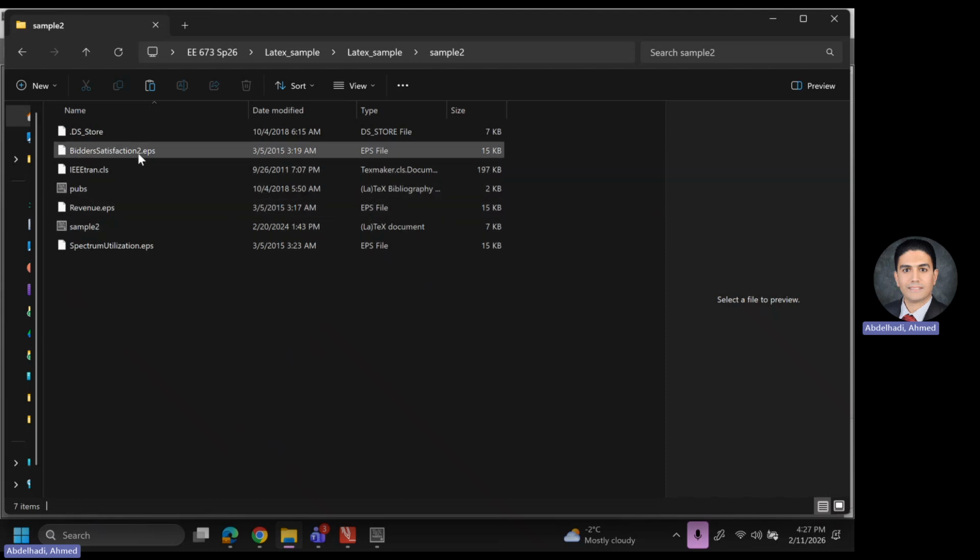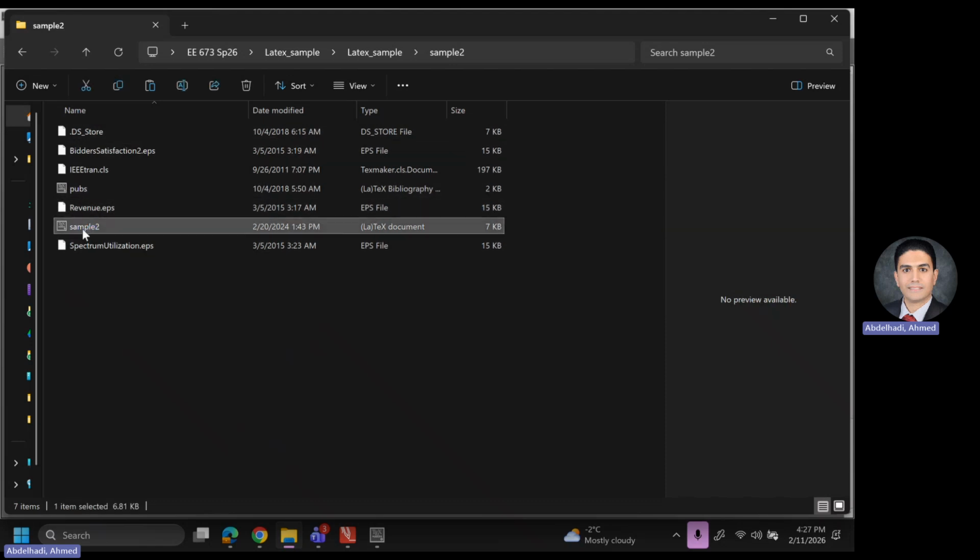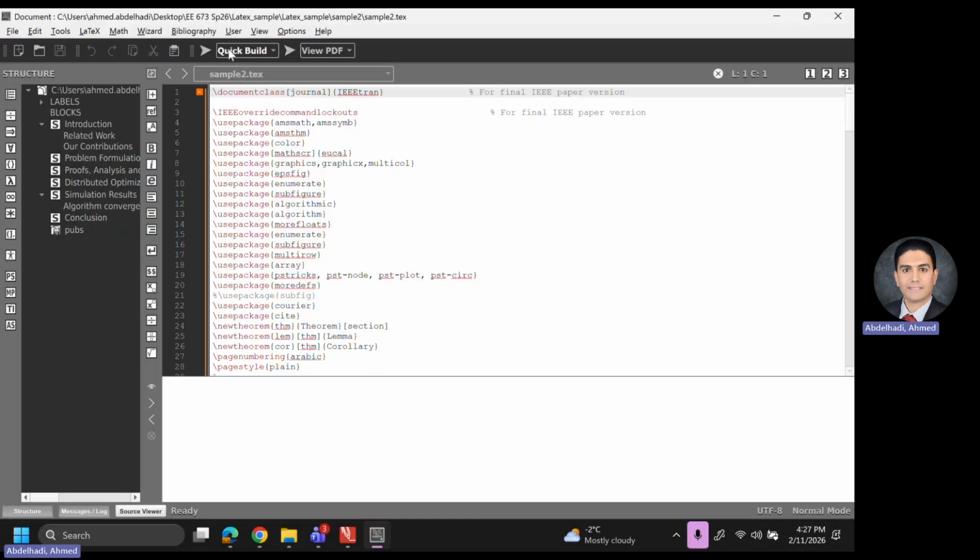additional 3 additional files, and all of them are .eps, and this is one of the formats for the images that is used by LaTeX, but there are other formats as well, so you can look into different formats. So if we open sample 2, and we do a quick build similar to the one we did before.